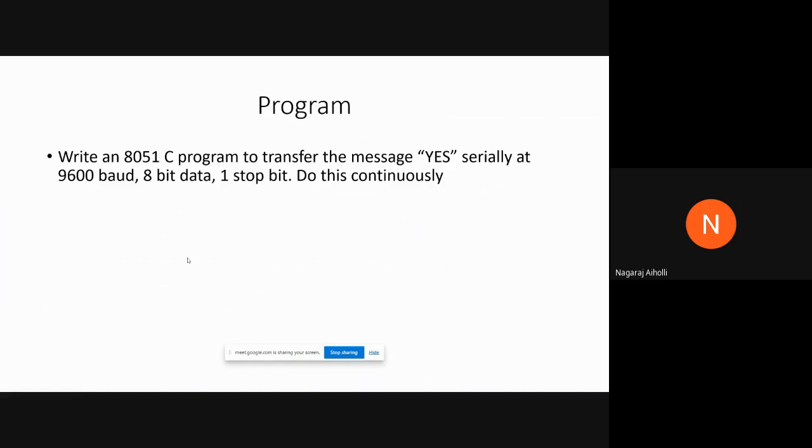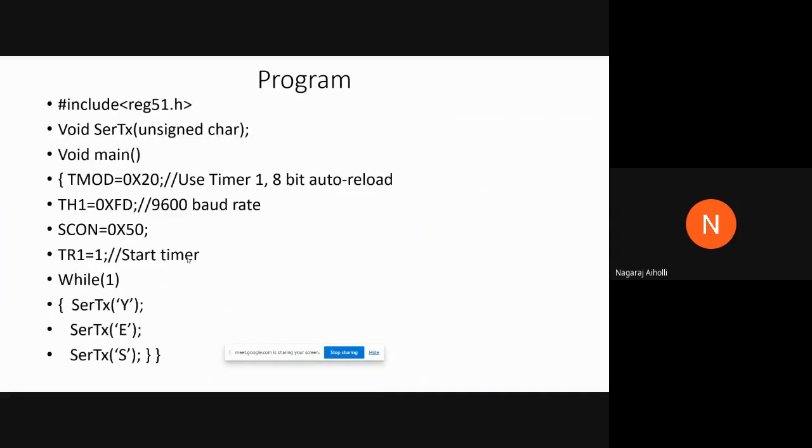Note that they have asked for an 8051 C program. It's not the assembly program, but we are supposed to write the C program. Starting with the header file, #include <reg51.h>, void serial transmission SCRTX of unsigned character. We are sending the character to the function, so we have to define it as unsigned character.